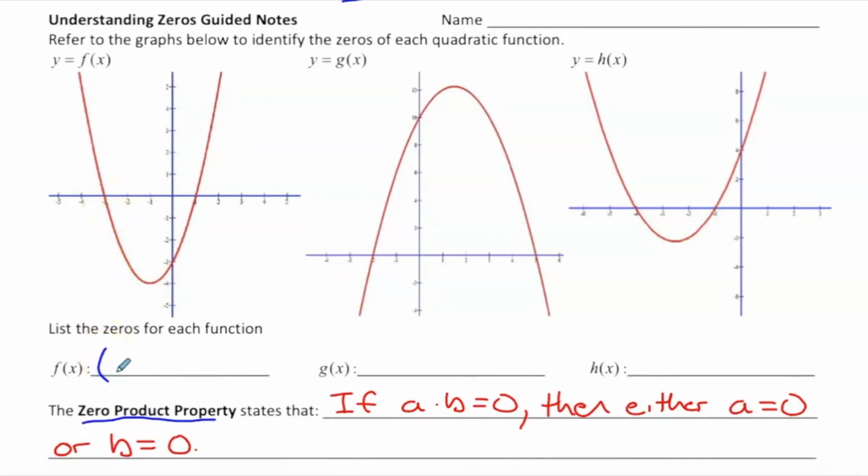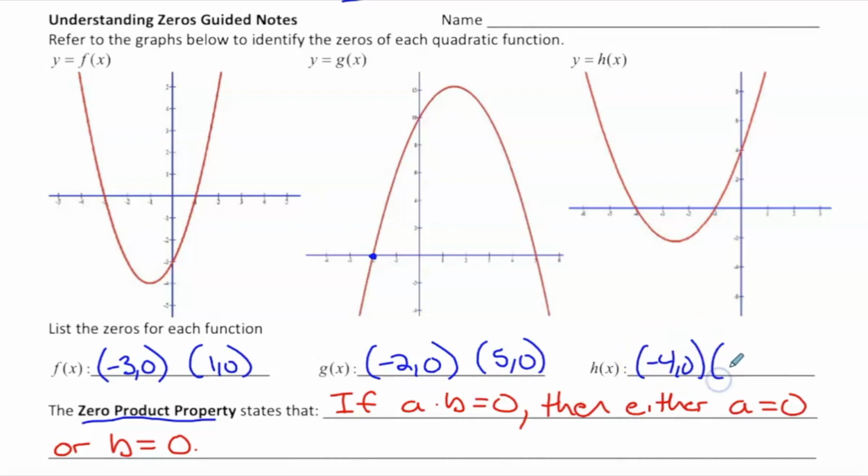One thing I do think is important is to have students write zeros as ordered pairs to help them understand that it is a point on the graph where the output of the function is 0. So if I input -2, my output would be 0. Or in this case, if I input 5, my output is 0. So the zeros represent an x-coordinate and a y-coordinate, where if I input the x-coordinate, my output would be 0.